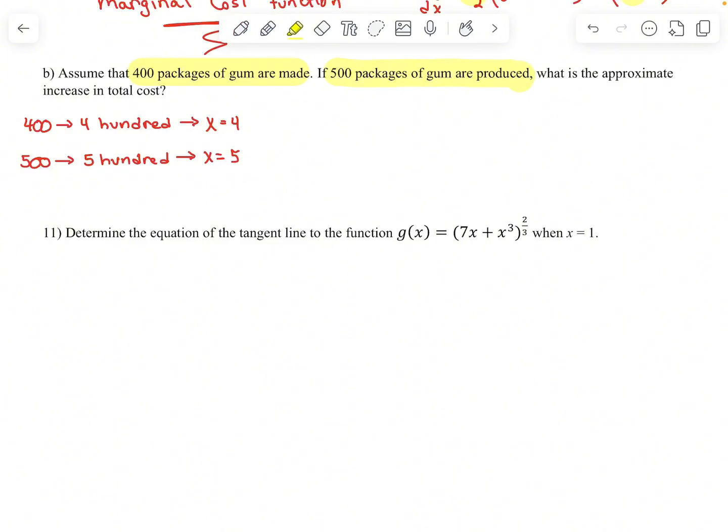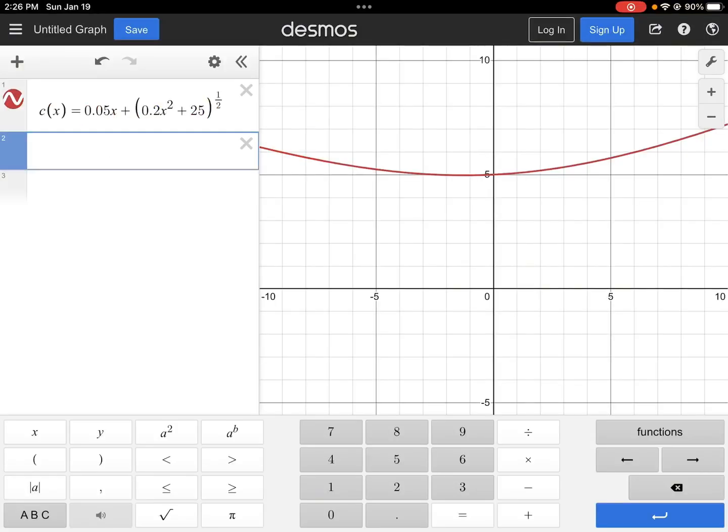The problem is asking for the approximate increase in total cost. Since we started with 400 packages of gum being made, we are going to evaluate the derivative when x is equal to 4, not 5. And we're going to do this in Desmos. So I've already gone ahead and entered the function into Desmos. Now all that's left to do is to evaluate the derivative when x is equal to 4.